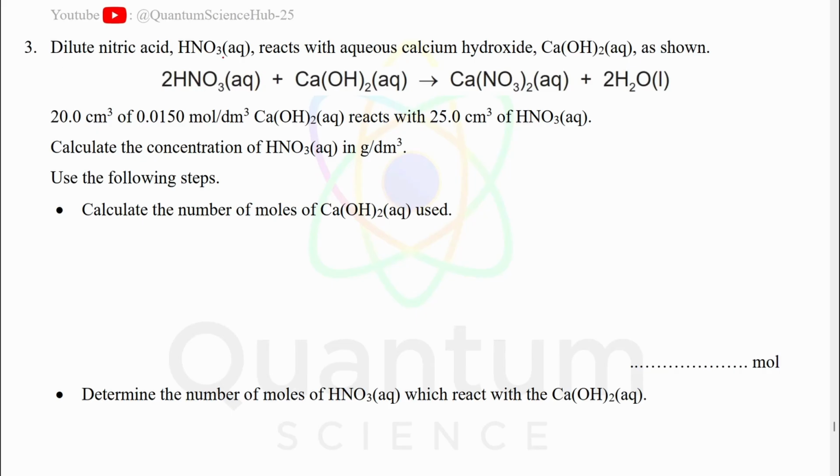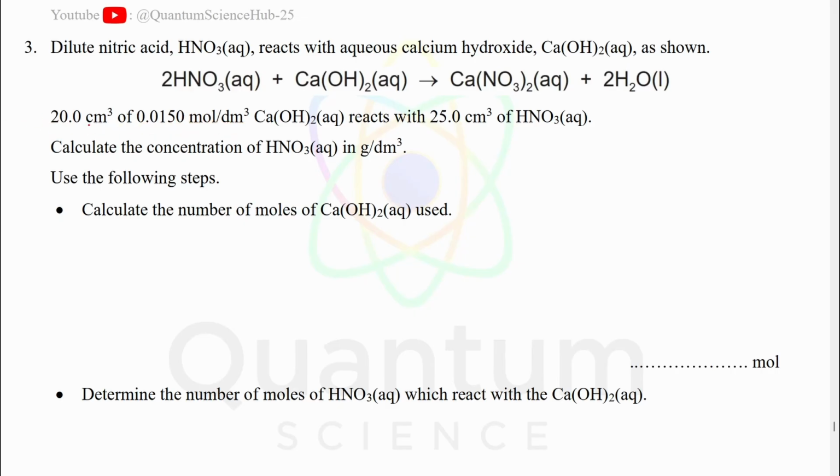Dilute nitric acid, HNO3, reacts with aqueous calcium hydroxide as shown. This is the chemical equation. 20 cm³ of 0.015 mol/dm³ Ca(OH)2 reacts with 25 cm³ of HNO3. Calculate the concentration of HNO3 in g/dm³ using the following steps. So first of all, we calculate the number of moles of Ca(OH)2. And we know the volume and the concentration.